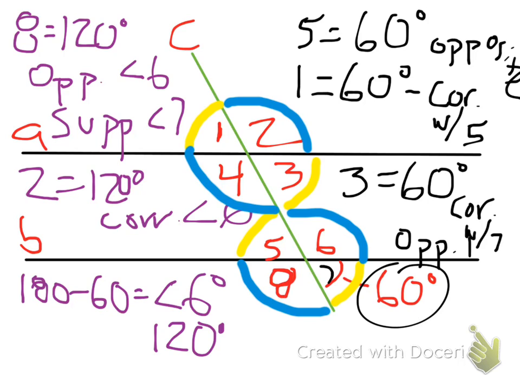So that's a way that we can use these vertical angles, corresponding angles, alternate interior and exterior angles to help us solve some information that we have in this equation.